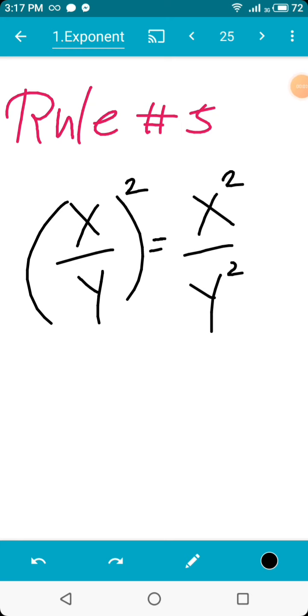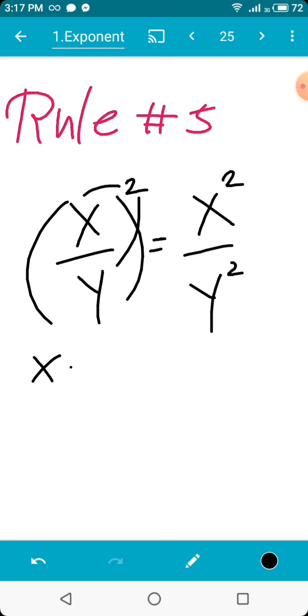Okay, so let's have the rule number 5. So, we have here, open and close parenthesis, x over y squared. And to simplify that, i-distribute lang natin yung exponent natin sa bawat variable. That's why the answer is x squared over y squared. Okay? So, let's have example.